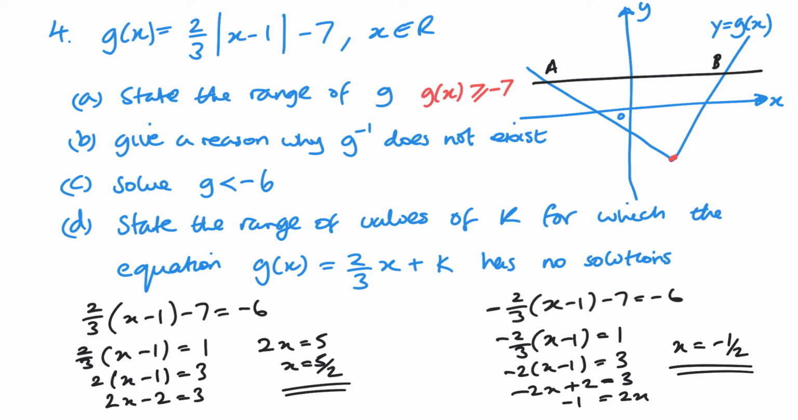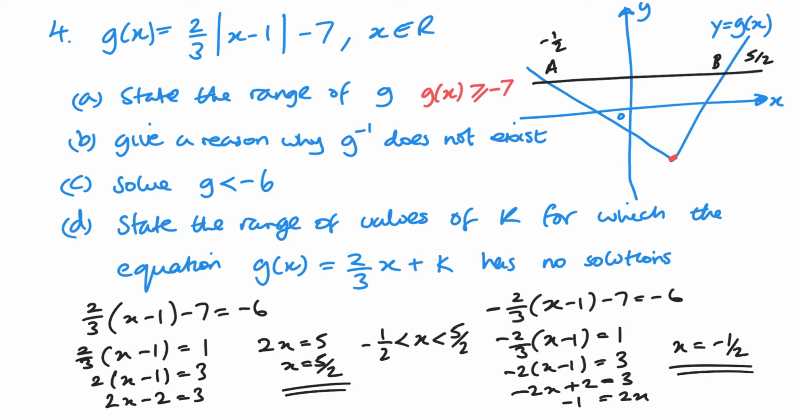Now I've got my 2 critical points, comes the important bit. I want g is less than minus 6, which should really be g of x, but it doesn't matter. Less than minus 6, so it's below this line. So it's below this line when, now this is my minus a half, and b is my 5/2. So it's below the line greater than minus a half, but less than 5/2. So x is between minus a half and 5/2.